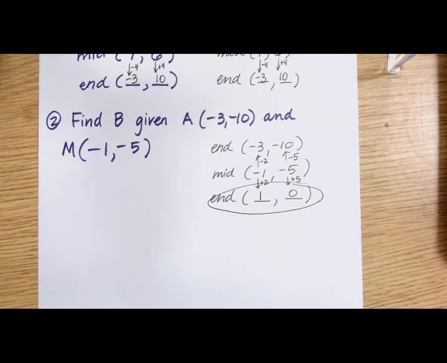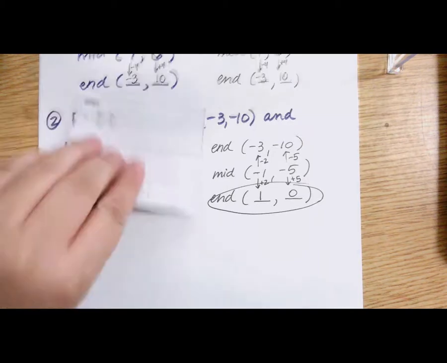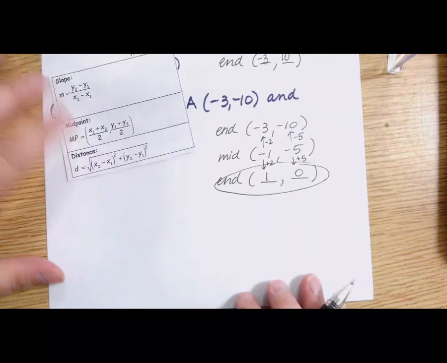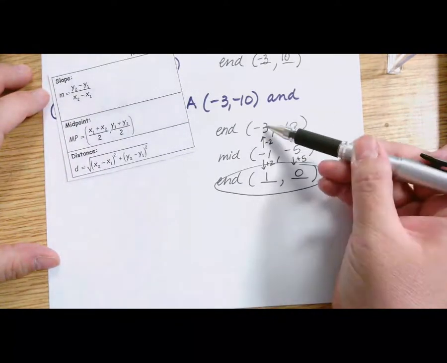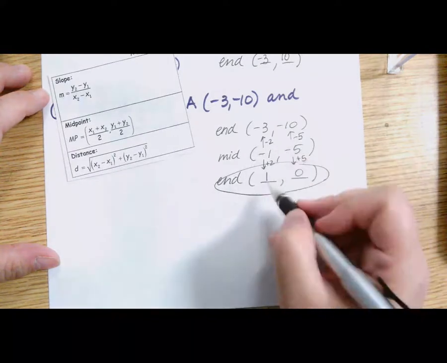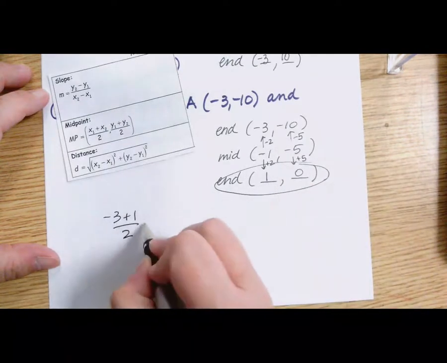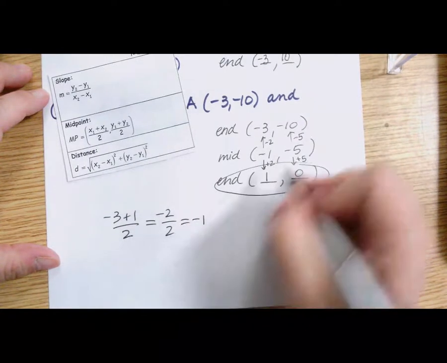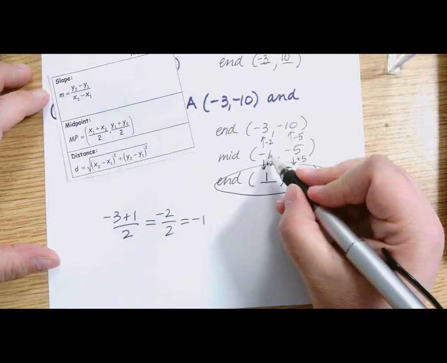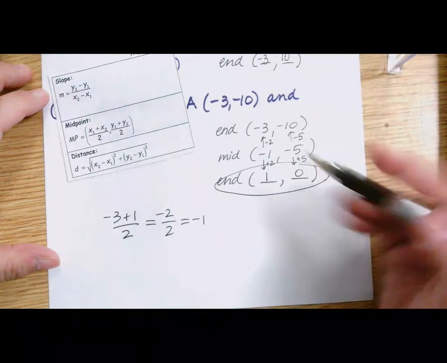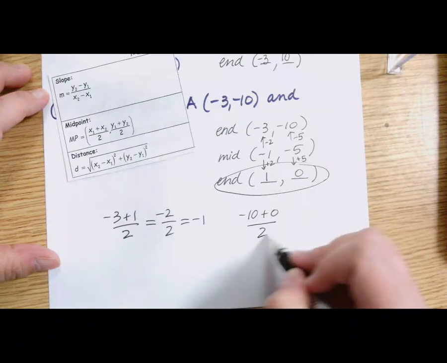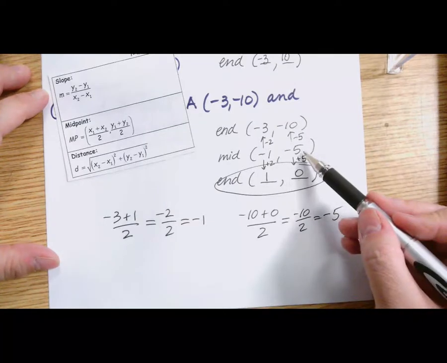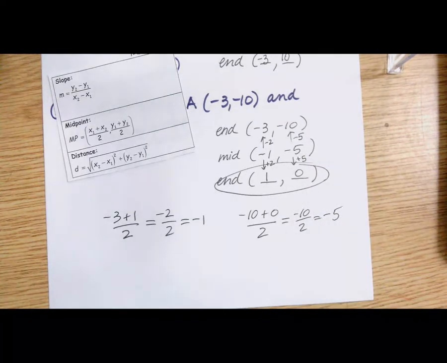Now, you could always use the midpoint formula to check yourself. Remember, the midpoint formula says add the x's together, divide by 2, and you have the new x. Add the y's together, divide by 2, and you have the new y. So we could do that with these two endpoints. -3 plus 1 divided by 2 equals -2 over 2, which is -1, which is exactly what it's supposed to have been. The midpoint has an x value of -1. -10 plus 0 divided by 2 equals -10 divided by 2, which is -5, which is exactly where the midpoint was supposed to be. So that checked that we were doing the right thing.